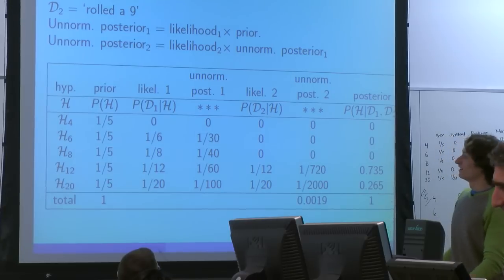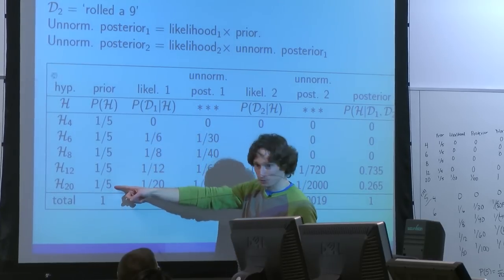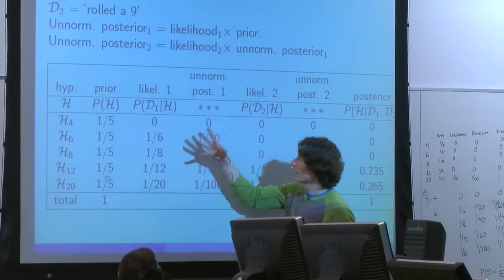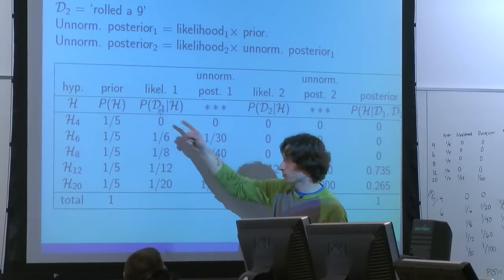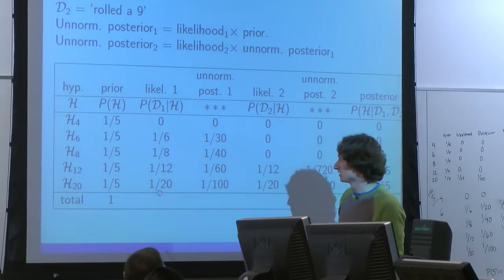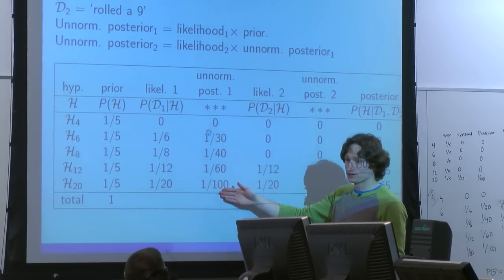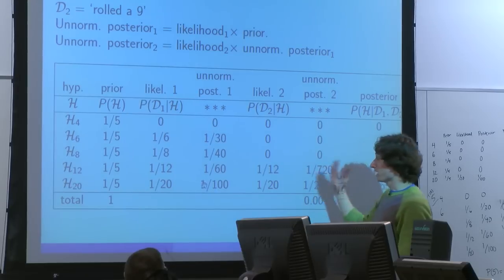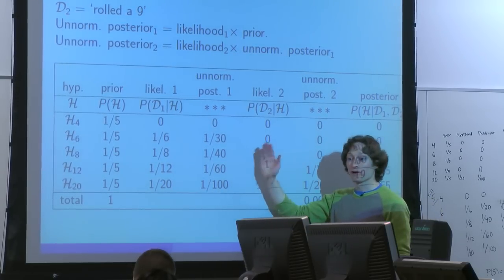The prior, 1/5 for each, right? That's where we're starting from. We roll a 5. That's our likelihood. Again, you get a 0 for the 4-sided, and you get 1 over n for each of the other n-sided possibilities. We multiply. That gives us our unnormalized posterior for the first piece of data. Great. Now that is going to be our new prior.